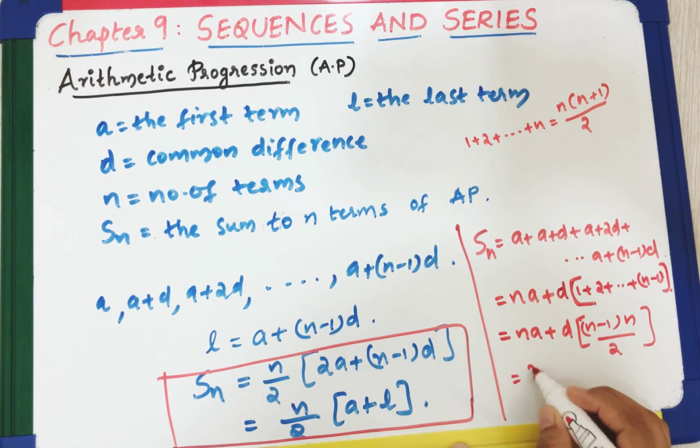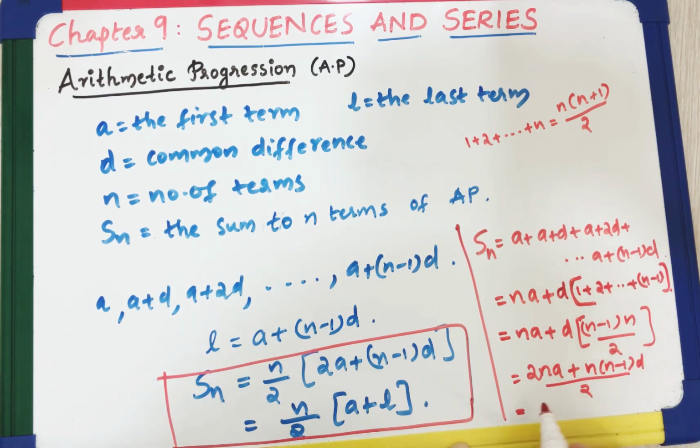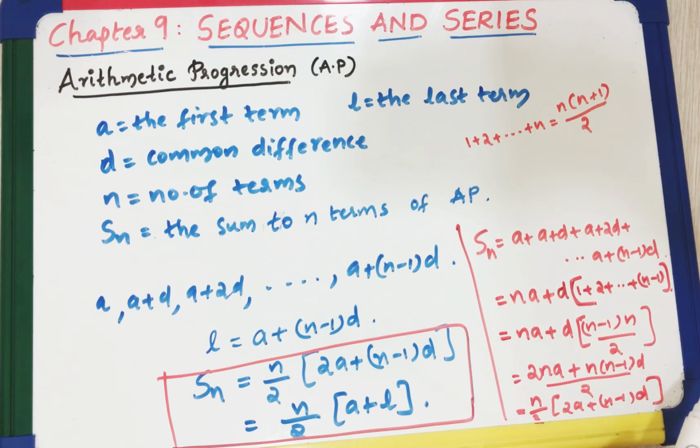which is equal to 2 into n a plus n into n minus 1 into d, divided by 2, which is equal to, here n is common, n by 2 into 2a plus n minus 1 into d. Just keep this in mind. We need this formula only. Sn is equal to n by 2 into 2a plus n minus 1 into d. This is important.